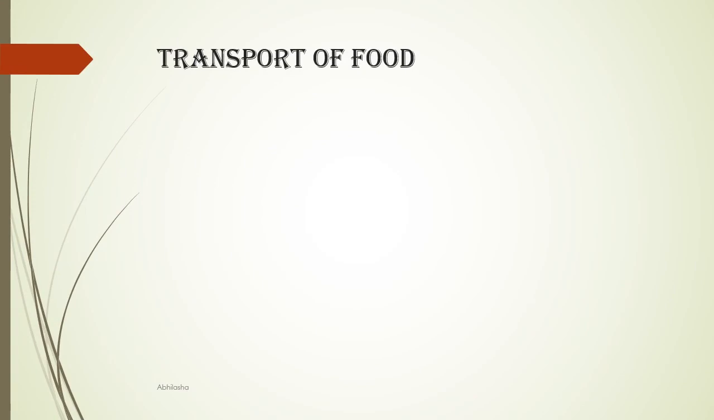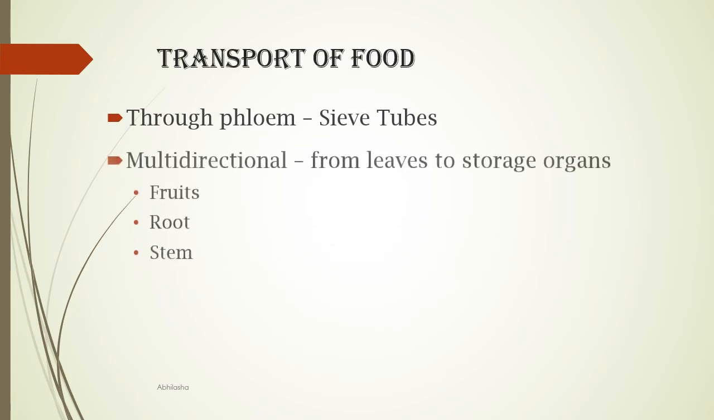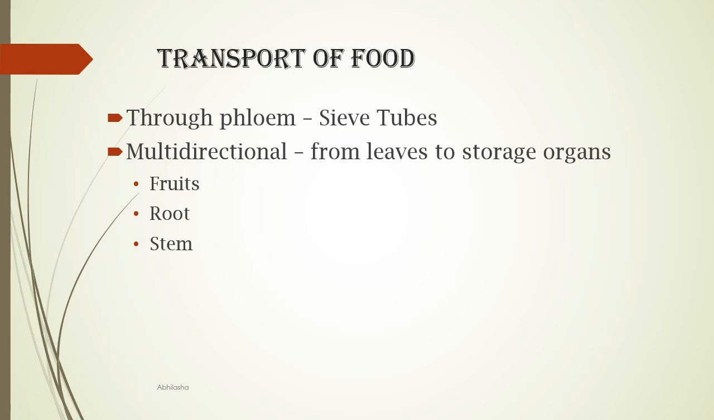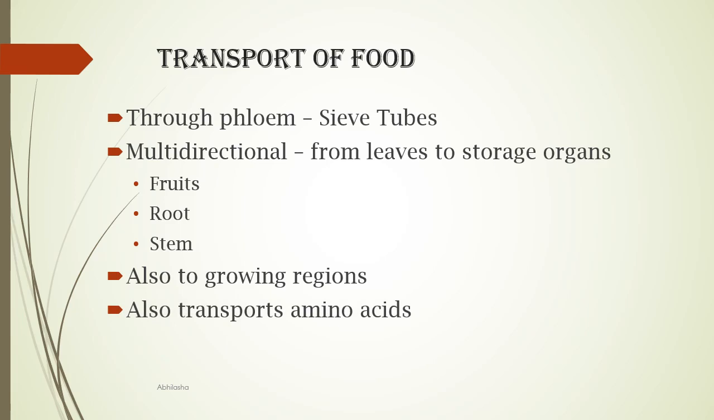About transport of food, the following points need to be remembered. Food transport occurs through phloem, specifically sieve tubes. It is multidirectional from leaves to storage organs. The storage organs can be fruits, roots, stem, even leaves, depending on which plant we are talking about. It also sends food to the growing regions, the elongating stem or the buds or the flowers, depending on the season. Phloem also transports amino acids along with food. And finally, this transport of food through phloem is known as translocation.